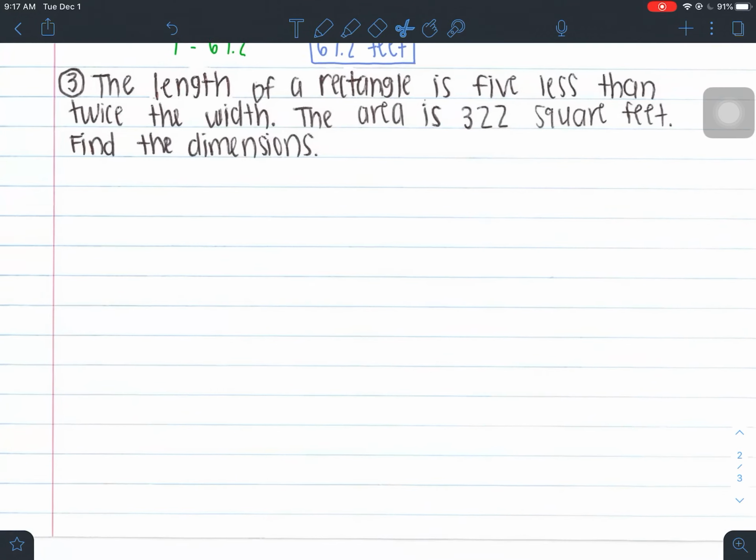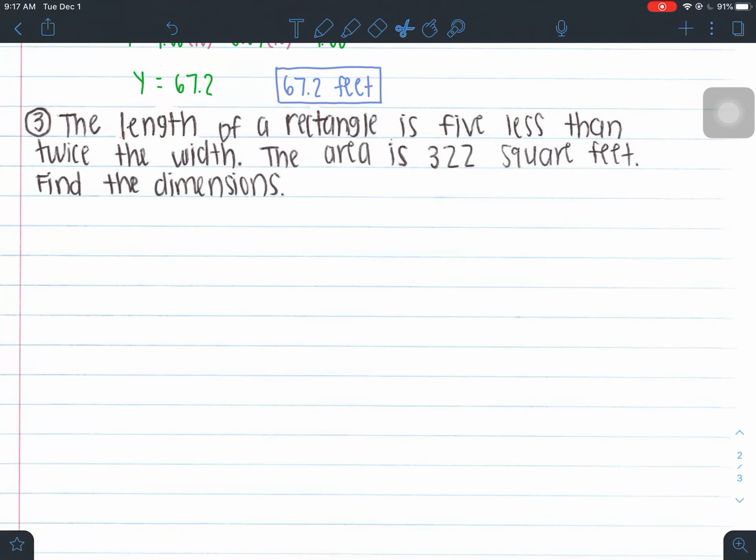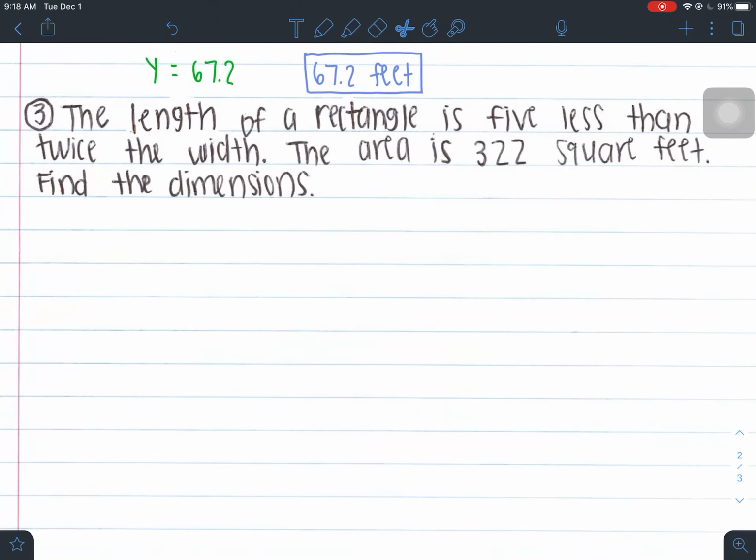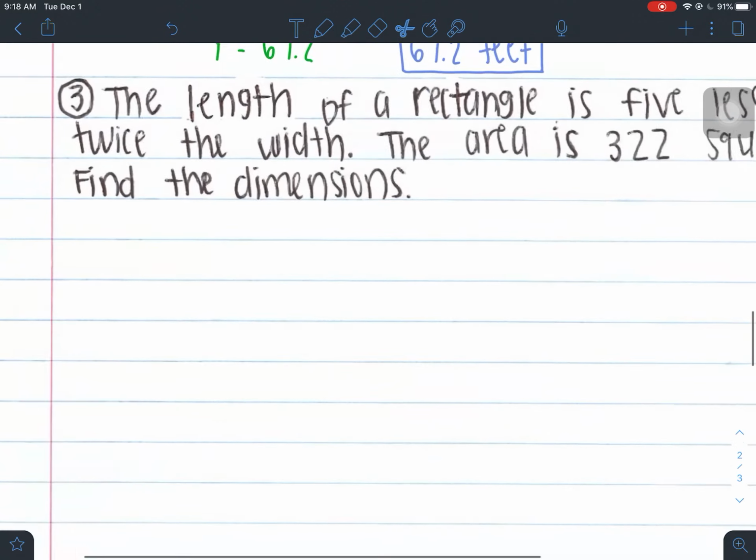All right, so we're asked to find the dimensions here, so I'm going to go ahead and read the problem. The length of a rectangle is 5 less than twice the width. The area is 322 square feet. Find the dimensions. So we're not given a ton of information. We're given that area is being calculated, and we know something about the length of the rectangle. So let's go ahead and jot down what we know here.